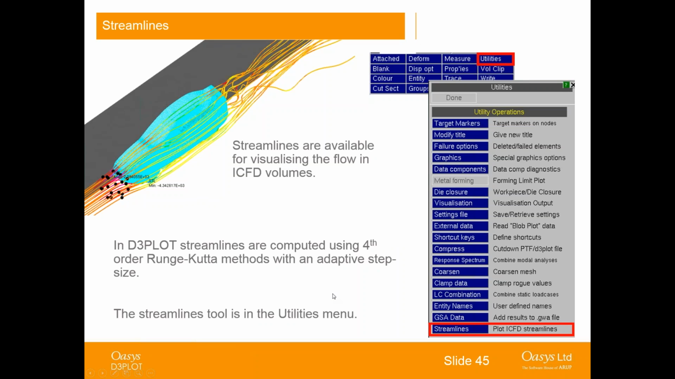Streamlines are available for visualizing the flow in ICFD volumes. In D3plot, streamlines are computed using the fourth order Runge-Kutta method with an adaptive step size. So for those of you doing ICFD, that's just a little background of how the streamlines are calculated. The streamlines tool is in the utilities menu, in the top right hand corner under tools and then utilities.